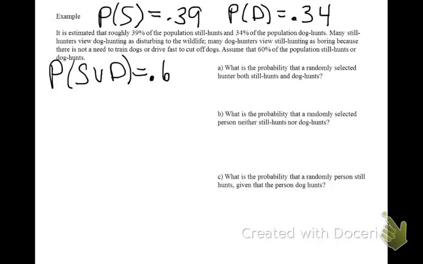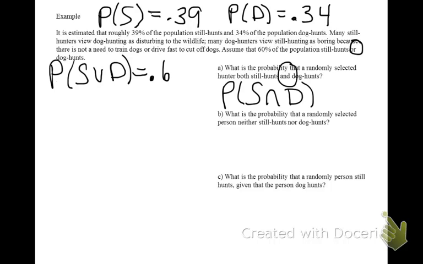And remember that keyword "or"? That's why I put a union in between the still and the dog. So part A, what is the probability that a randomly selected hunter both still hunts and dog hunts?